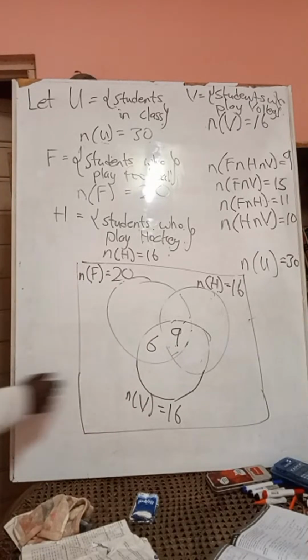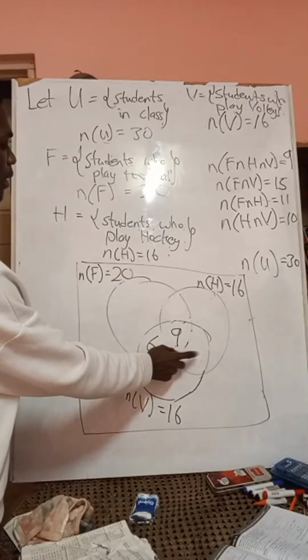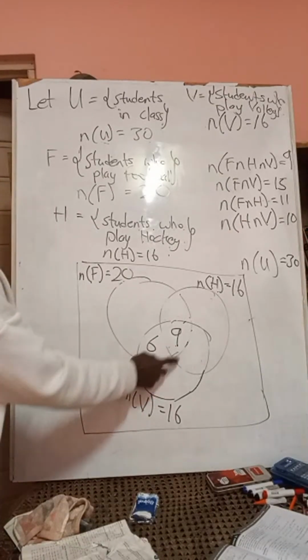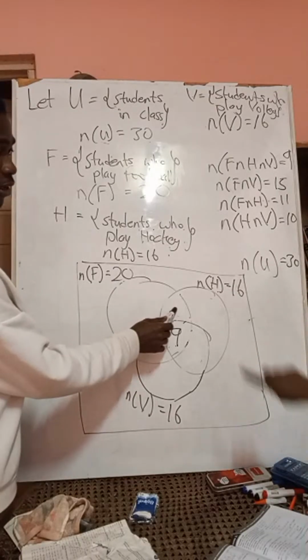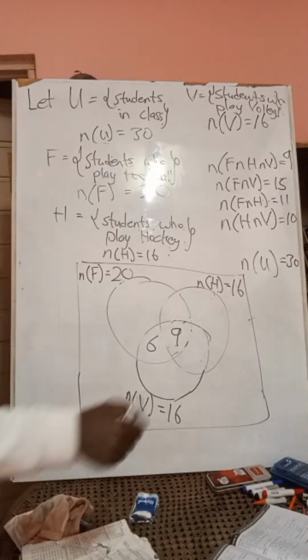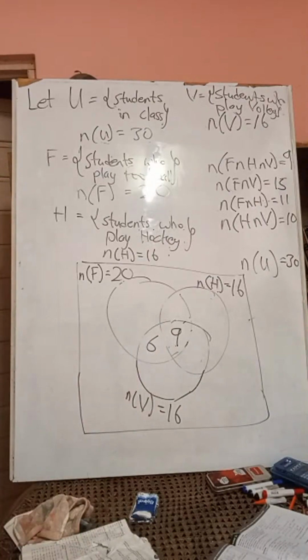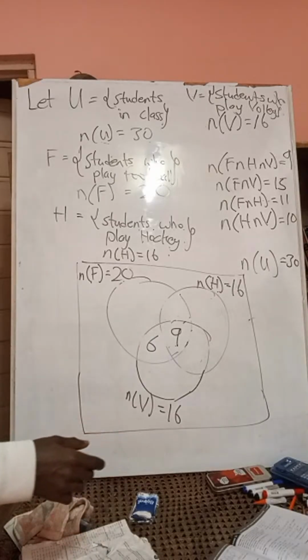Now let's check this side. They said F intersection H equals 11. So where is going to be 11? Here is going to be 11? No, what point will be it?